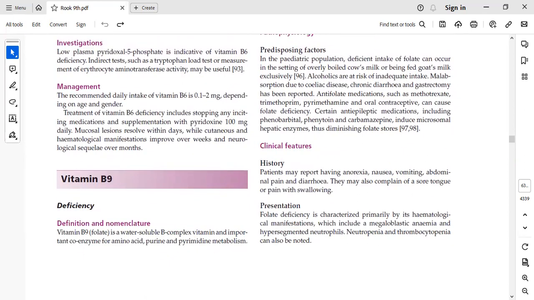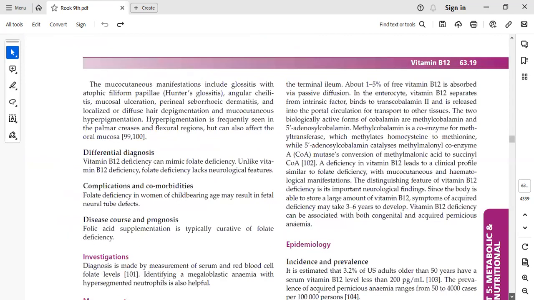Now, how does it present? There are two major presentations of folate deficiency. One is hematological and the other is mucocutaneous. In the hematological manifestation, we'll see megaloblastic anemia, and there's going to be hypersegmented neutrophils, neutropenia, as well as thrombocytopenia. And the mucocutaneous findings include the glossitis, angular cheilitis, mucosal ulceration, perineal seborrheic dermatitis, hair depigmentation, and mucocutaneous hyperpigmentation.